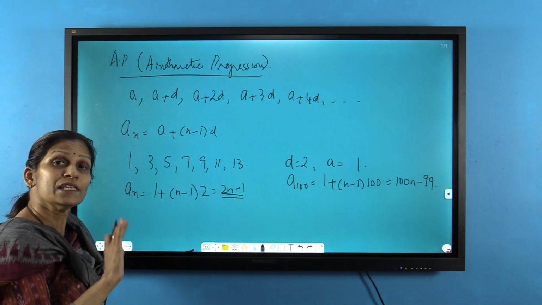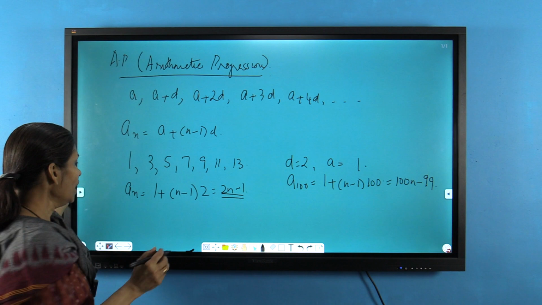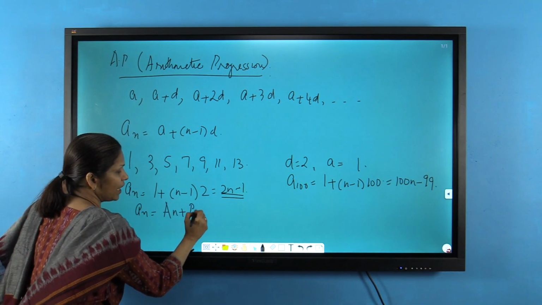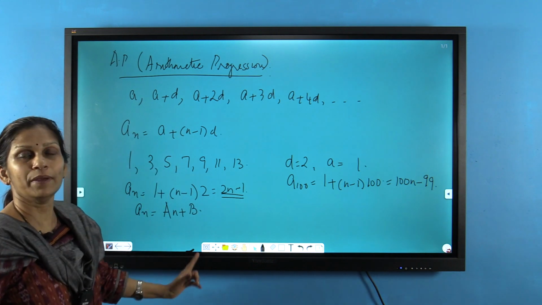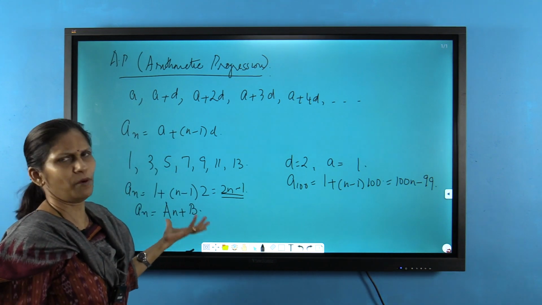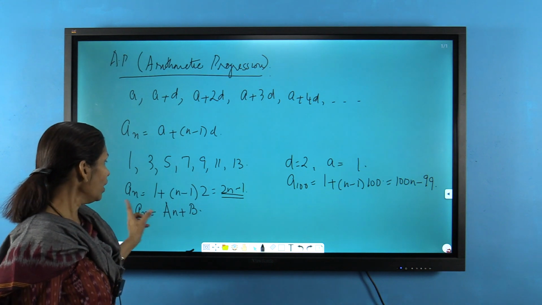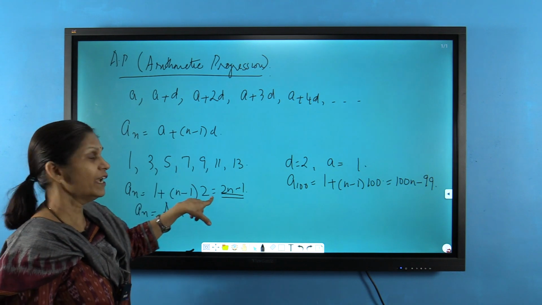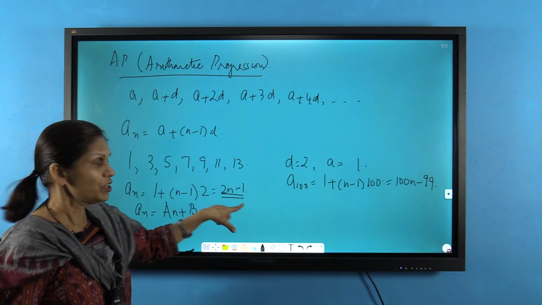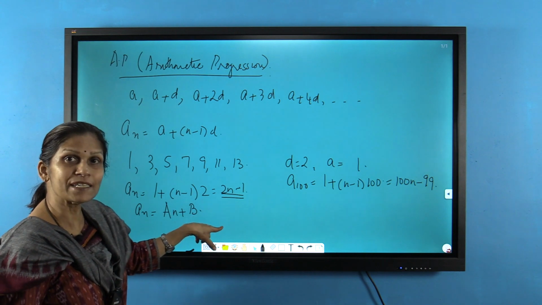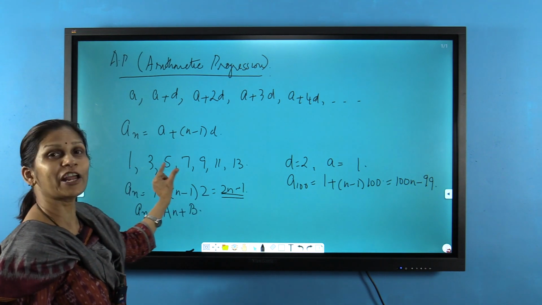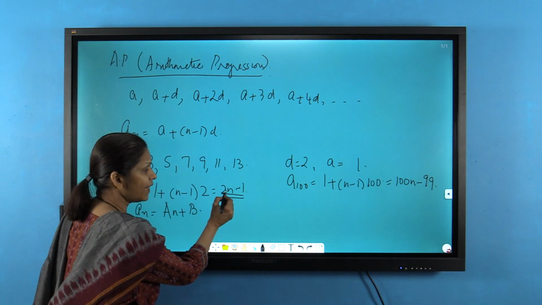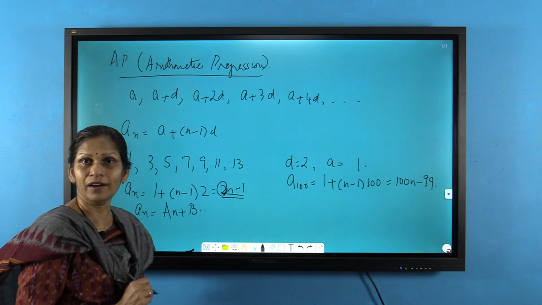Now, the general term of an AP will be of the form an plus b, where a and b are numbers, positive or negative. Don't you observe that in this particular sequence also it is of the form 2n minus 1? So, it is of the form an plus b itself. What was the common difference of this particular sequence? Wasn't it 2? Don't you observe that that 2 is the coefficient of n here?